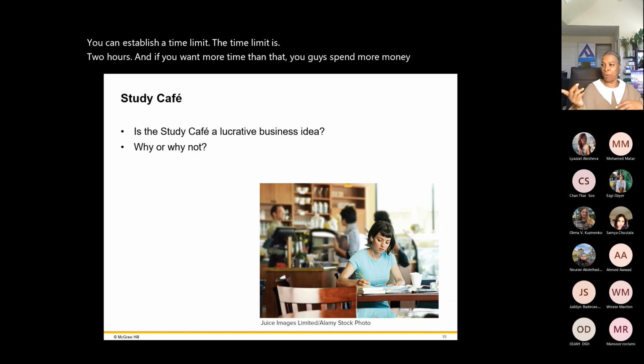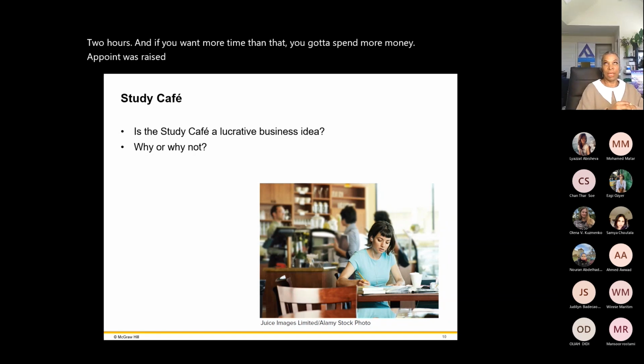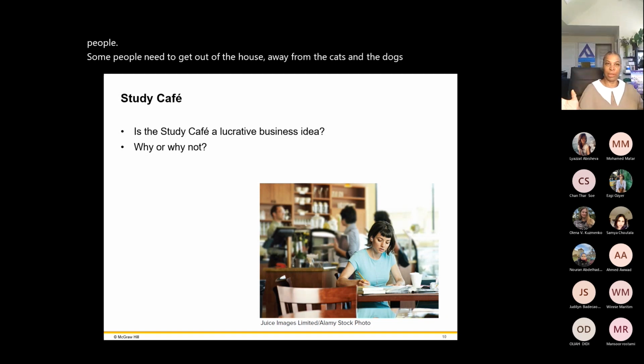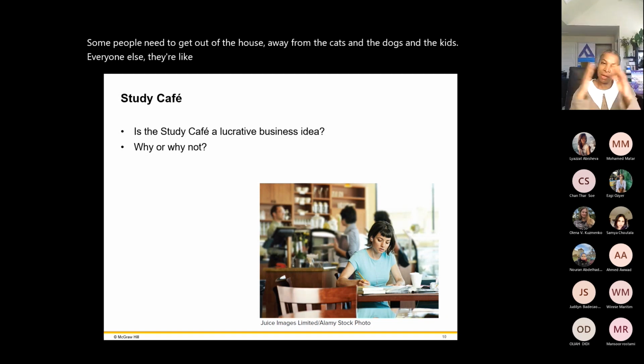A point was raised about the business having more stable internet. That's an issue for a lot of people. Some people need to get out of the house, away from the cats and the dogs and the kids and everyone else. They're like, let me go somewhere. So you think about all these factors. So, great answers.